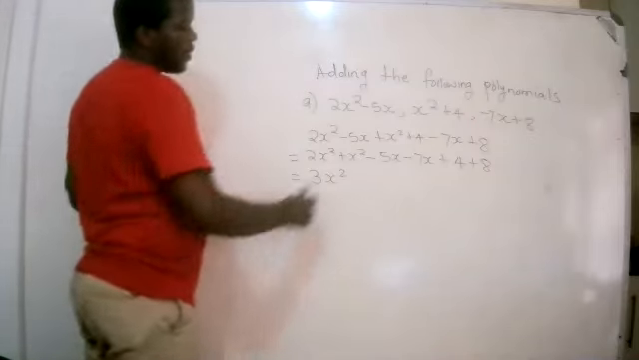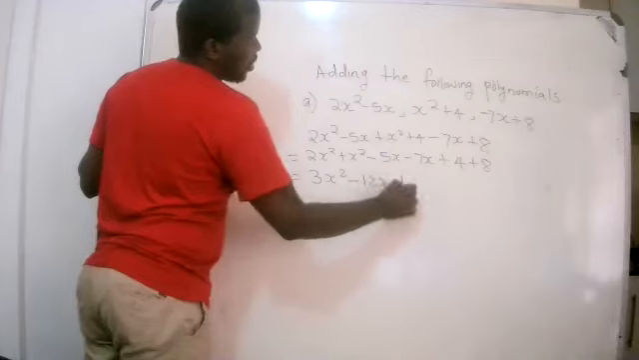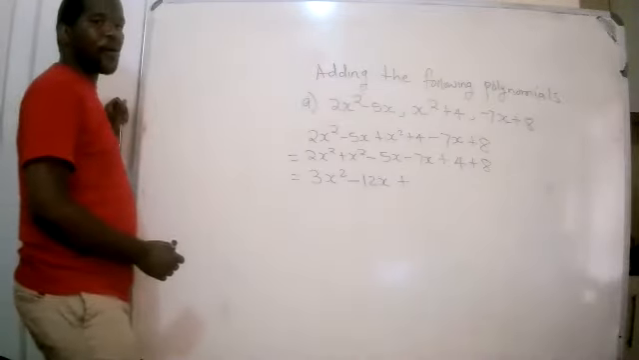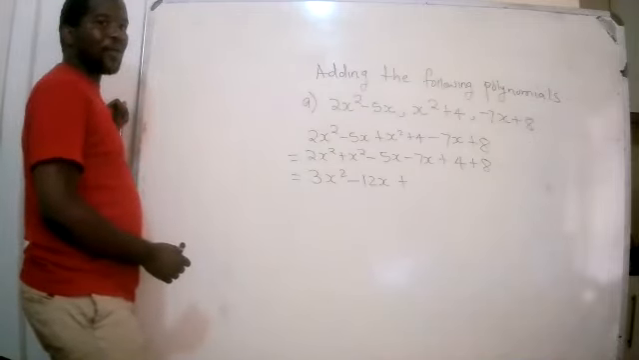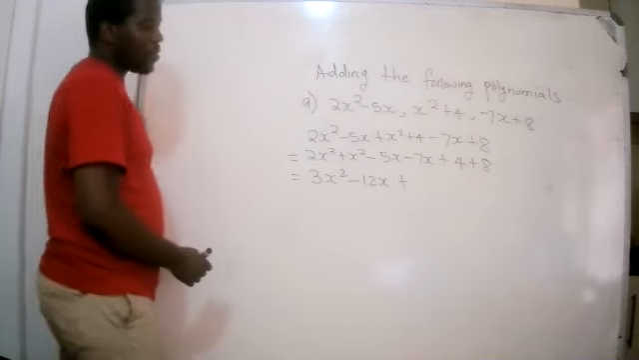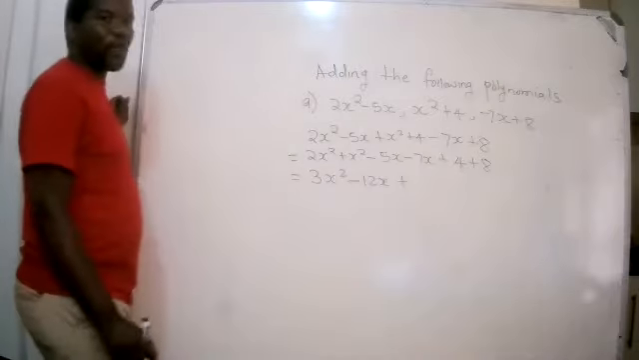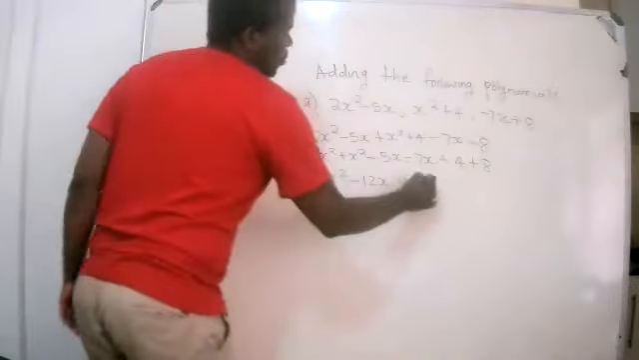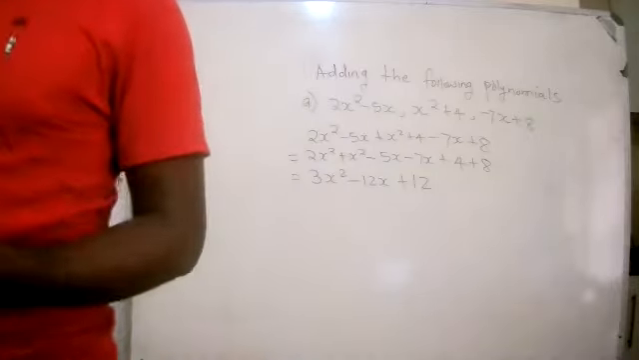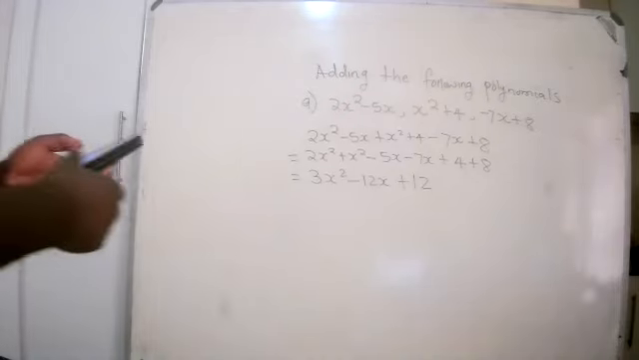And then after that, we're going to have negative 5 minus 7, which is negative 12x. What will be the last term there? What is the last term? So we have 3x squared minus 12x. And then the last term we have in this case is what? 12. Is that clear to everybody? Yes. Can we do the second question? Yes. All right.